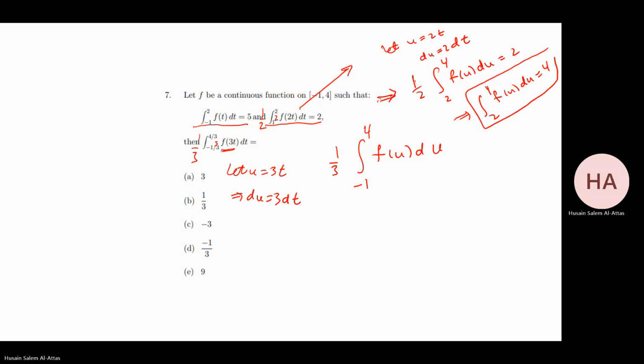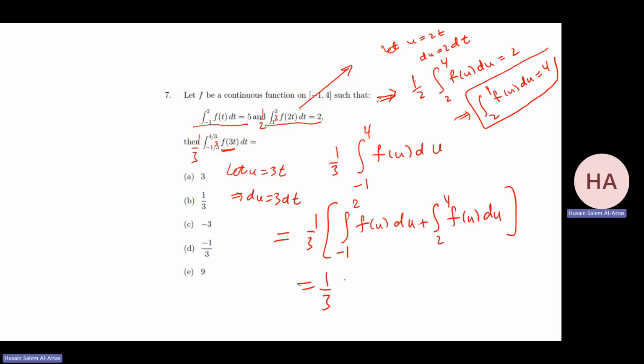Now this one, I can rewrite it. Don't forget 1 over 3 outside. Minus 1 to 2 of f of u du, plus 2 to 4 of f of u du. That will be 1 over 3 times, this is 5, and this is 4, minus 1. So the answer is 3, which is this one.